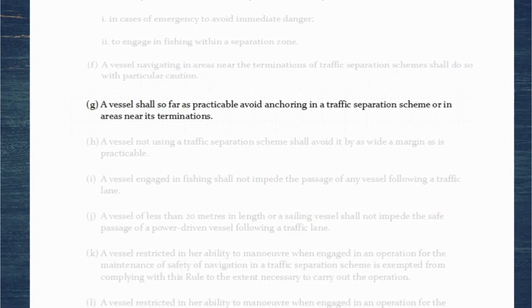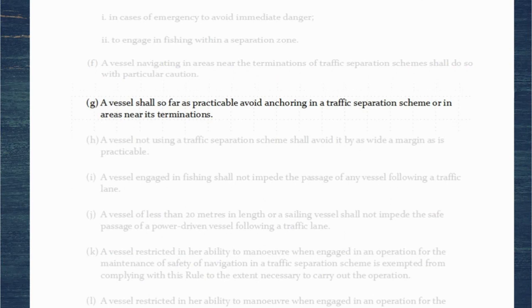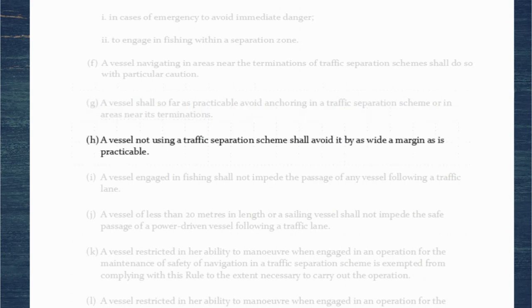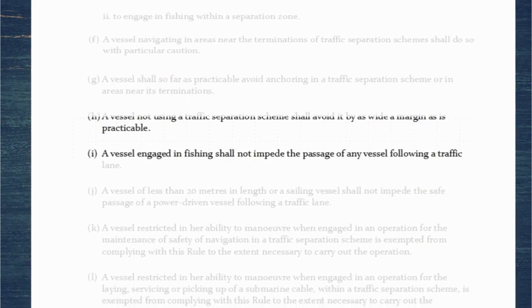A vessel shall, so far as practicable, avoid anchoring in a traffic separation scheme or in areas near its terminations. Again, this makes sense. Don't anchor in that area. There's a TSS there because it's a busy area. A vessel not using a traffic separation scheme shall avoid it by as wide a margin as is practicable. Again, makes sense. If you're not using it, just stay well away.